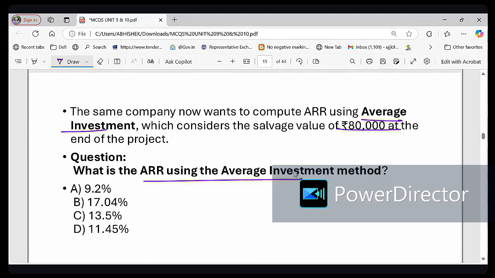So what is the ARR using average investment? Please tell me. Just giving you 1 minute to solve. Using average investment, the same company wants to compute ARR. Salvage value is 80,000. What is ARR using average investment?